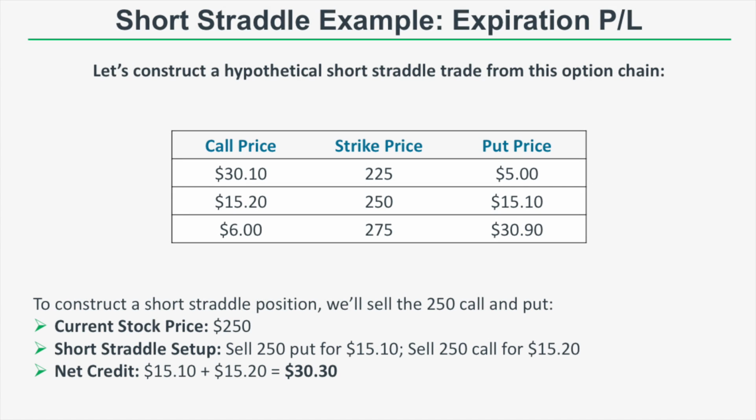Alright, so in this example we're going to construct a short straddle position from the following option chain. So at the time of these option prices, let's say the stock price is trading at $250, and we want to put on a directionally neutral trade that's going to profit if the stock price remains right around $250. So to do this, we're going to sell a straddle, and we're going to sell the 250 straddle. So we're going to sell the 250 call for $15.20, and we're going to sell the 250 put for $15.10. So the net credit in this case is $30.30. So based on this position, let's go ahead and take a look at the expiration risk profile graph.